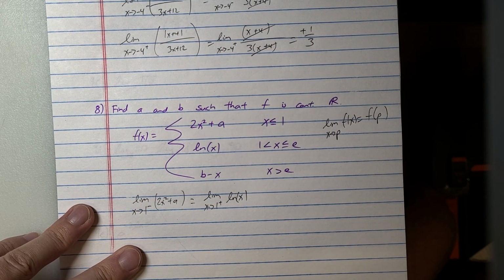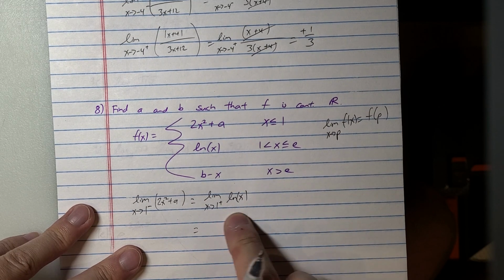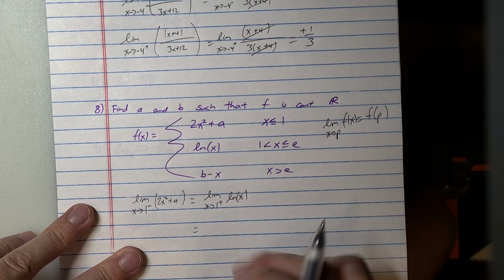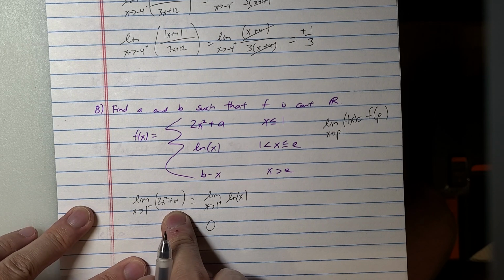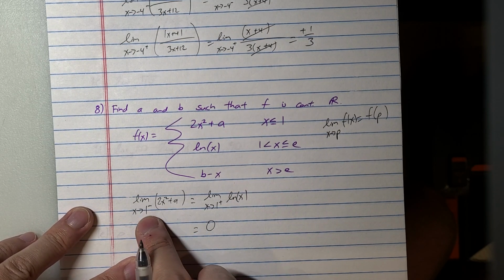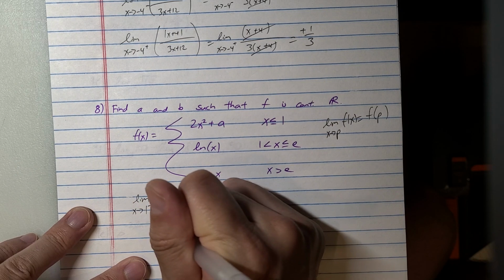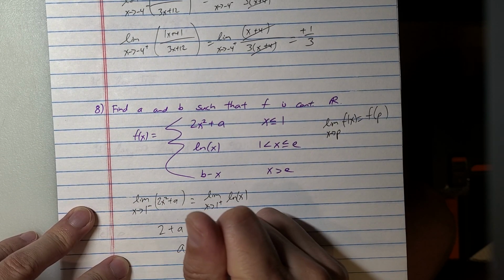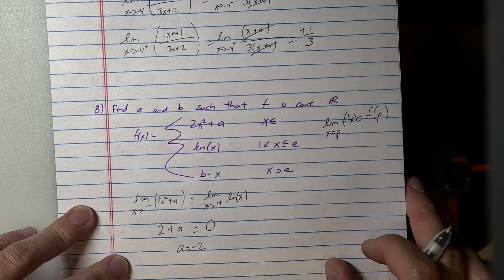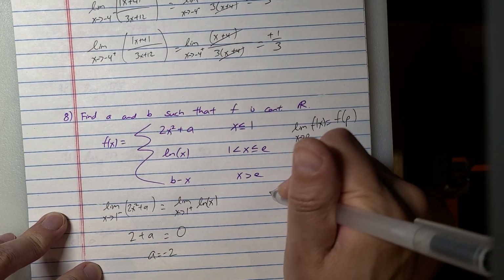Okay? So if we evaluate this limit, that's just ln of 1, which is 0. We evaluate this limit. a is some constant, so we can leave that alone. We plug in 1, we're left with 2 plus a is equal to 0. So a is equal to minus 2. We found a. We'll do the similar thing for b.